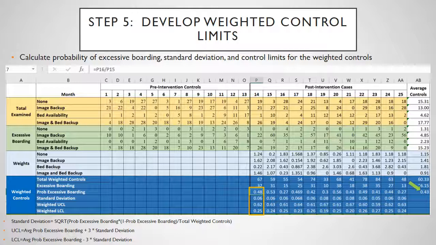Finally, we want to develop the weighted control limits. In order to do this, we need to calculate the probability of excessive boarding within our weighted controls and then use that to derive the standard deviation as well as the adjusted or weighted upper and lower controls. You can also calculate the total weighted average probability of excessive boarding as seen by the green arrow. Once you complete this calculation for one of the columns or one of the time periods, such as 14, you can just drag the arrow across the remaining columns to carry over the functions. The calculations are also listed at the bottom of the slide.